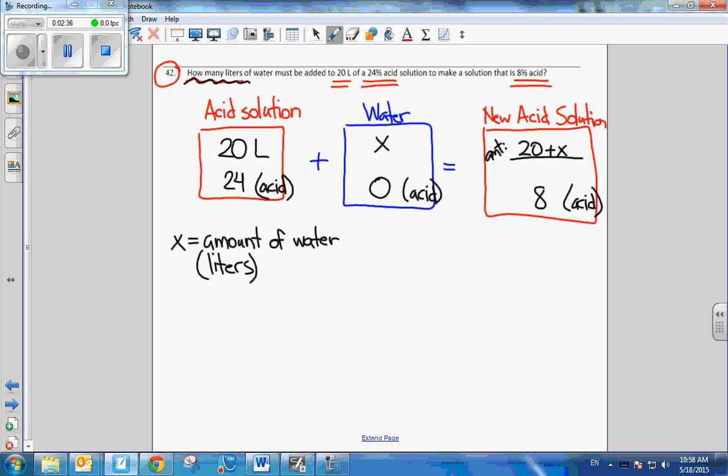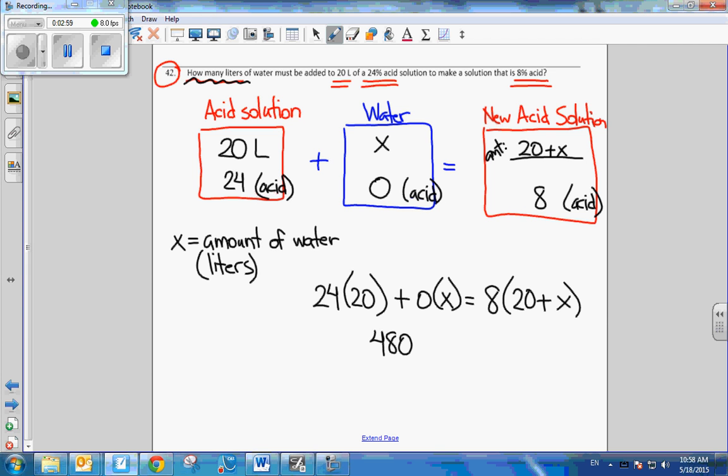So the initial amount is 24% of 20 liters, and of means multiply, plus 0% of X liters is equal to 8% of 20 plus X. Now 24 times 2 is 48, but with the 0 it will be 480. 0 times X, of course, is 0. 8 times 20 is 160 plus 8X. Wow, this works out really nice. We end up with 320 equals 8X. Divide by 8, and we get 40 equals X.